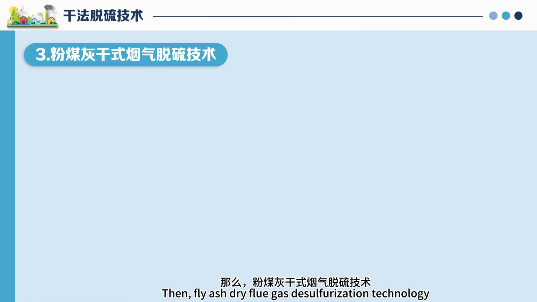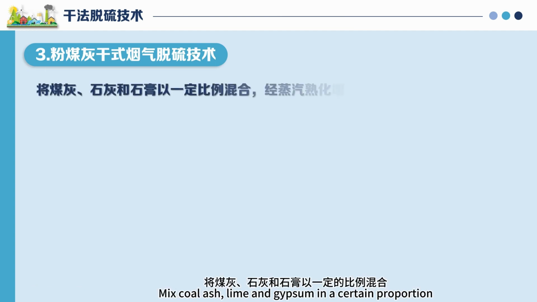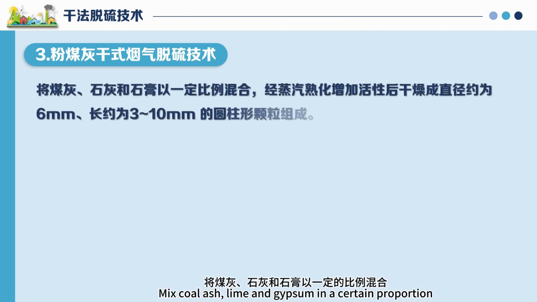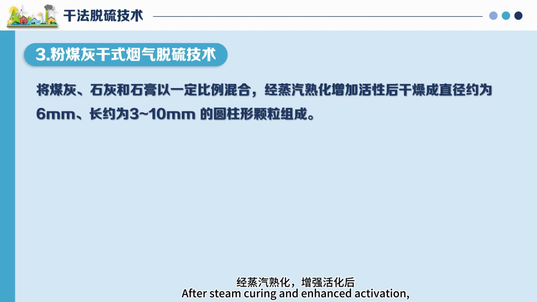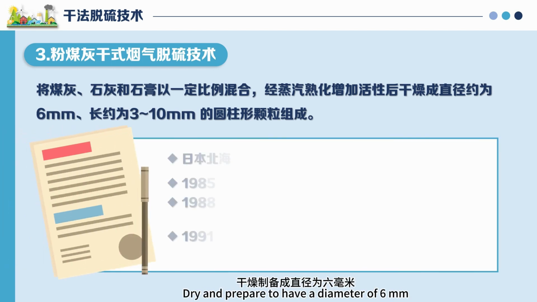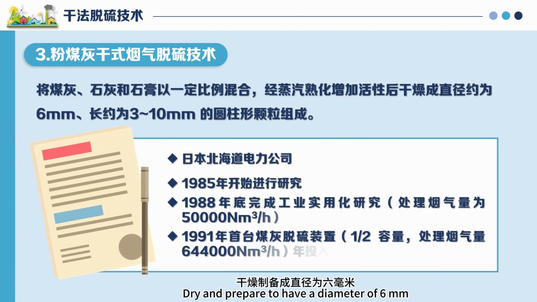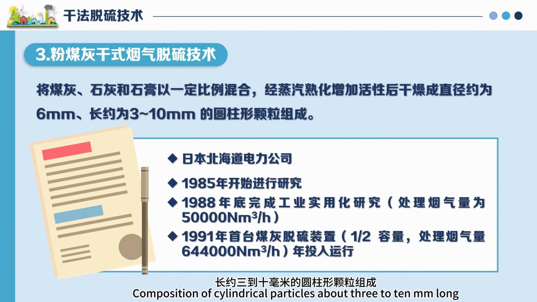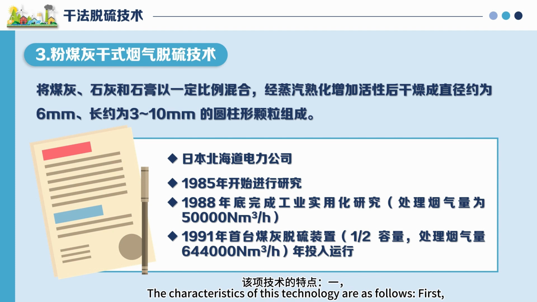Then, fly ash dry flue gas desulfurization technology. Mix coal ash, lime and gypsum in a certain proportion. After steam curing, enhanced activation and drying, prepare cylindrical particles with a diameter of 6 mm and about 3 to 10 mm long. The characteristics of this technology are as follows.